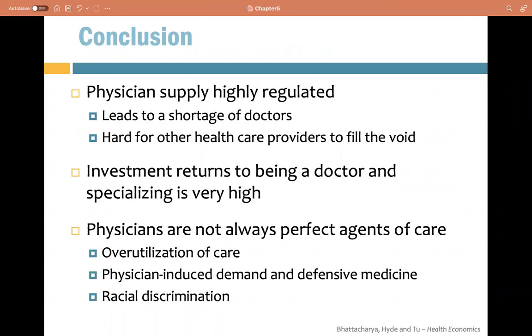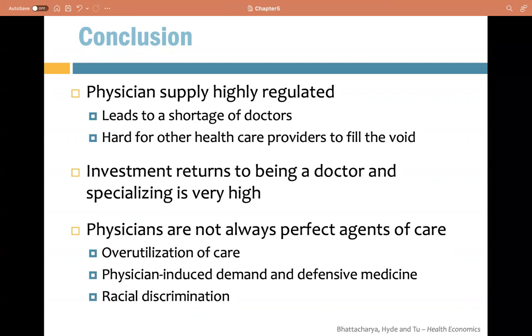Okay, so in conclusion, physician supply is highly regulated. This leads to a shortage of doctors. But on the other hand, it makes becoming a doctor very attractive in terms of a career. It could be hard for other healthcare providers to fill the void. Secondly, the investment returns to being a doctor and specializing in a certain field are very high.